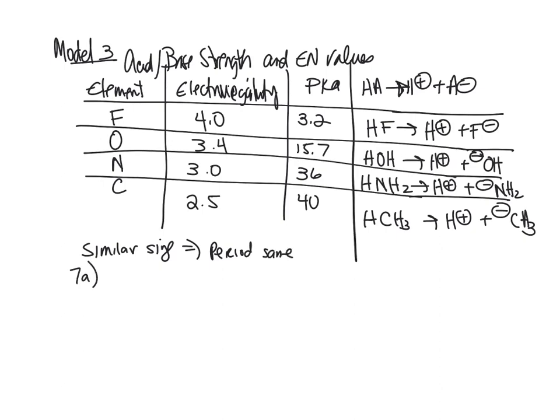7A. The elements shown in model 3 are in the same row of the periodic table. Would the size of the elements be approximately the same? Yes. 7B. Based on electronegativity values, which element in model 3 is the most electronegative? Fluorine, right? 4.0. This is the most. What's your least? Carbon, 2.5. That's Linus Pauling's electronegativity assignments, for which he was awarded a Nobel Prize.